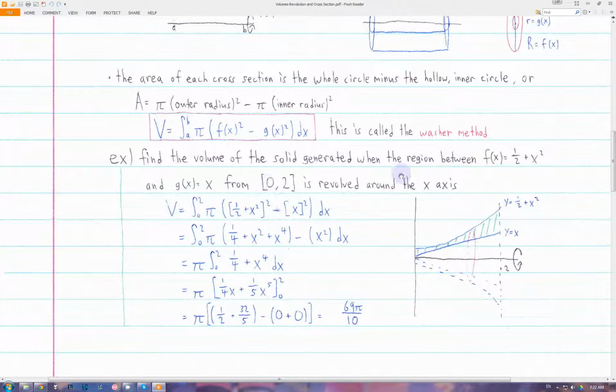So let's say we have two curves, y equals 1/2 plus x squared and y equals x. And we take the region between these two curves and revolve it around the x-axis. So here, the outer radius of each of these cross-section circles is the upper function, 1/2 plus x squared, and the inner radius is x. So we take the integral from 0 to 2, pi times the outer radius squared minus the inner radius squared. And doing the integration, we get the answer 69 pi over 10.